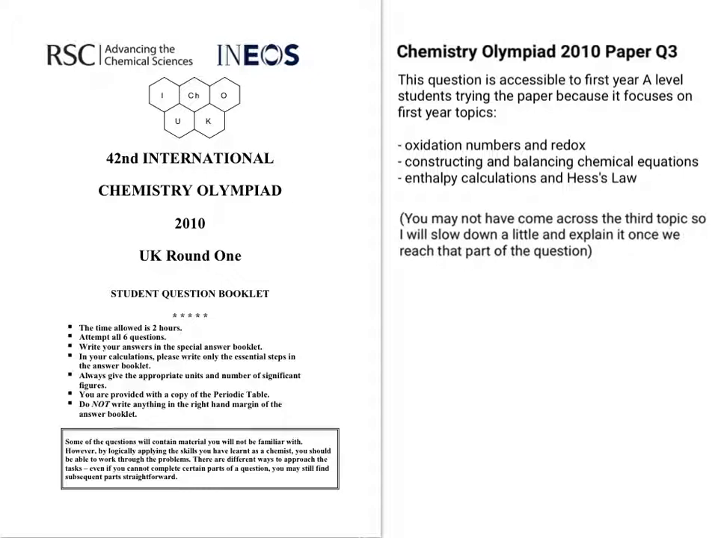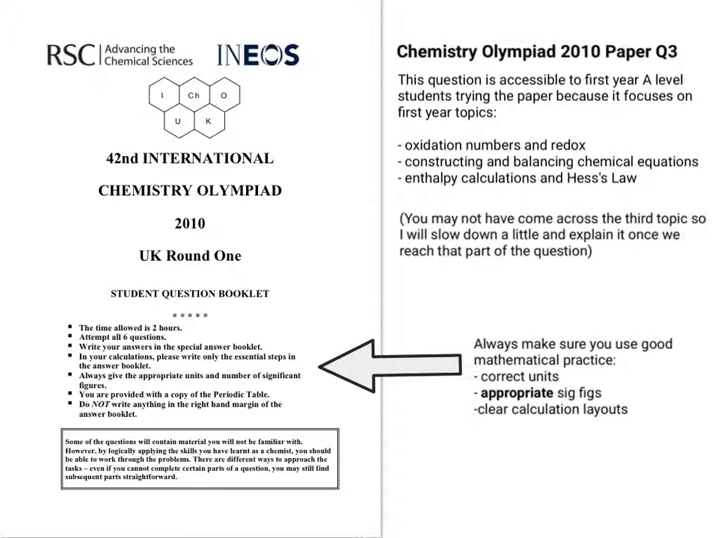Okay, now it's worth having a look at some of the bullet points that they print on the first page, the top sheet of the paper. So it's very important to make sure you always use good mathematical practice when you're doing calculations in chemistry Olympiad papers. Things like the correct units, in other words, the correct conversions if necessary, appropriate significant figures, in other words, the least sensitive number of significant figures from the question itself. And when we say clear calculation layouts, that means making sure that you lay out the appropriate steps, at least the main steps, so that the examiner can see the logic behind your calculation.